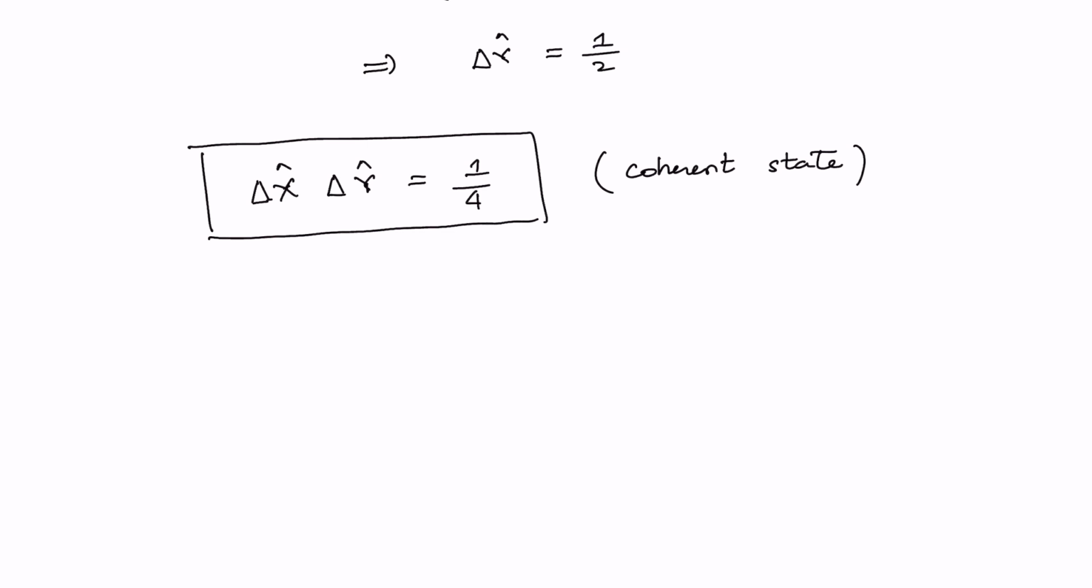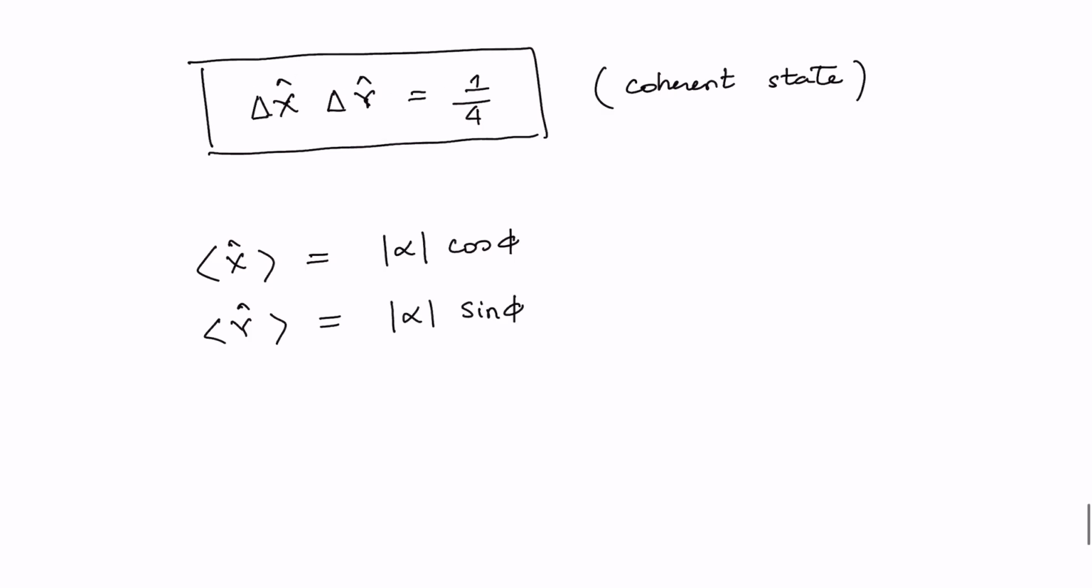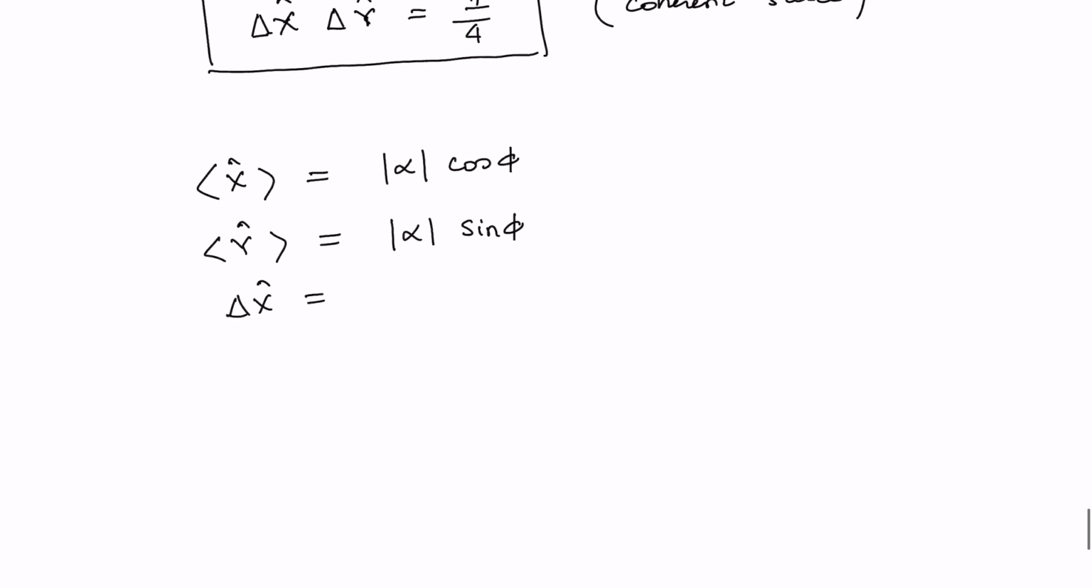To quickly summarize, what we have got is that the expectation value of this quadrature operator x is the real part of alpha, so this is mod alpha cos phi. Similarly, you can show that the expectation value of the other quadrature operator y is going to be mod alpha sin phi, and delta x, the uncertainty in the quadrature, the standard deviation in x, is equal to 1/2, and the uncertainty in the quadrature operator y is equal to 1/2.